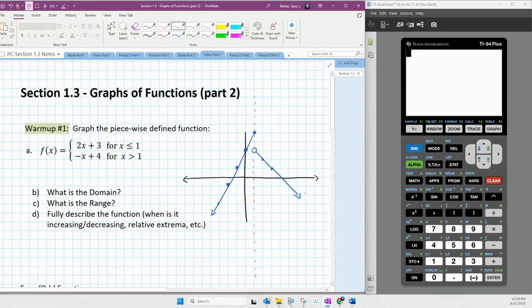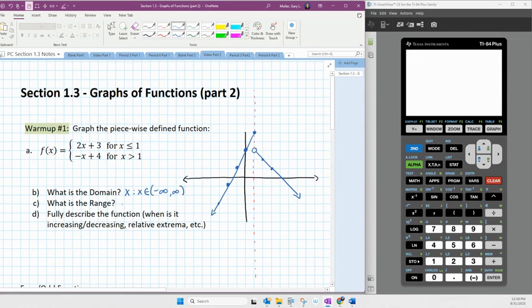All right, what's the domain? Looks like all real numbers. Right, there's no breaks. The break here, there is a value right here, right? So everything has an answer. And so all the x's that are between -infinity and infinity.